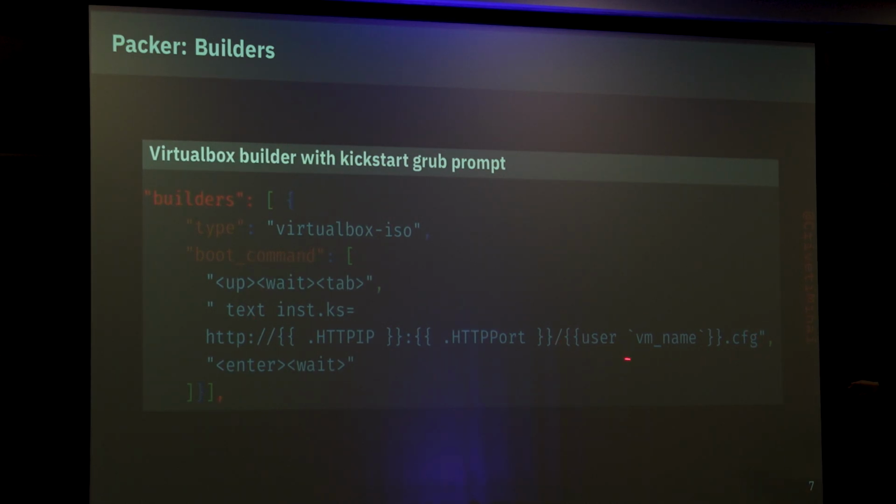These things are variable. Don't be scared. It's like a Jinja 2-like template. So these come from HTTP IP is the IP, the port, user, and CFG. CFG is a file I've created. It's a Kickstart file or a Debian auto install file or something to automate my installation.